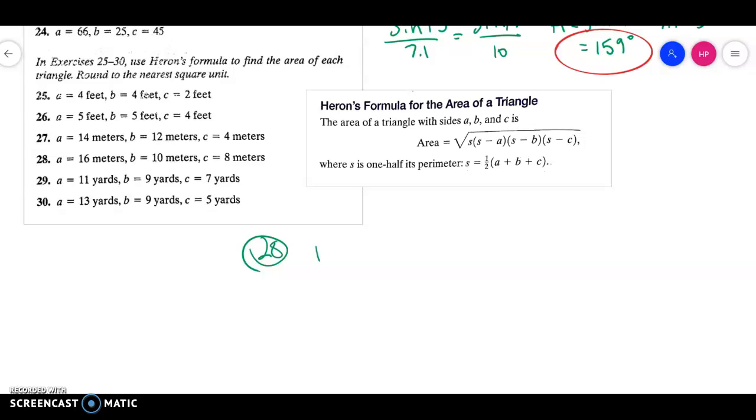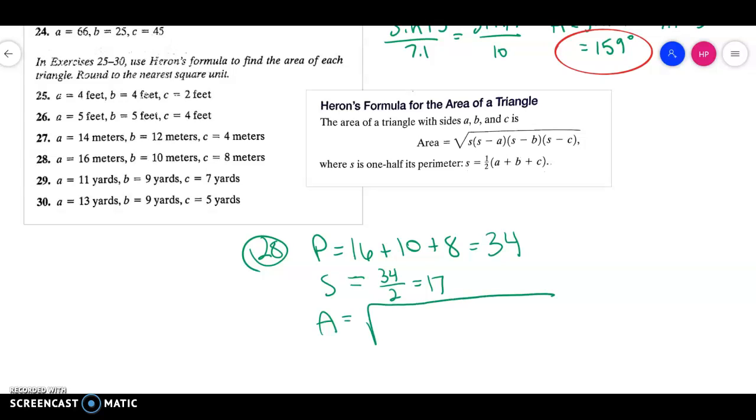16, 10, and 8. So the perimeter for 28, 16 plus 10 plus 8 is 34. And so my semi-perimeter is going to be 17, half of 34. So 34 divided by 2 is 17. And then my area is simply the square root of 17.